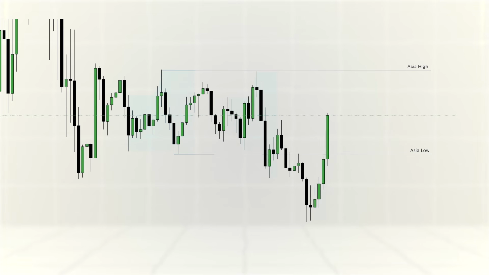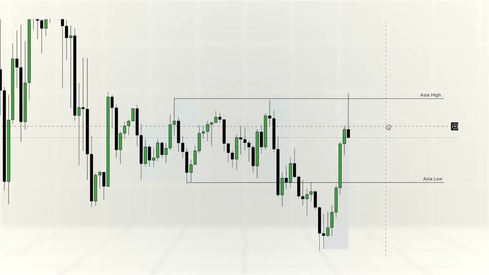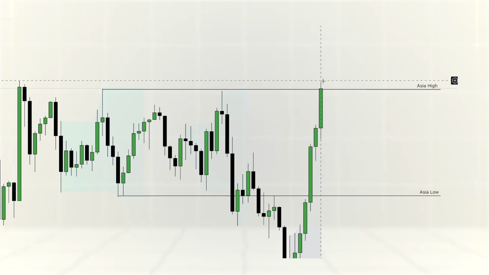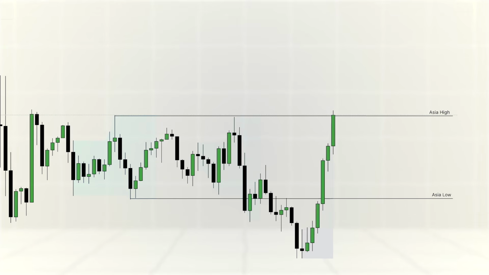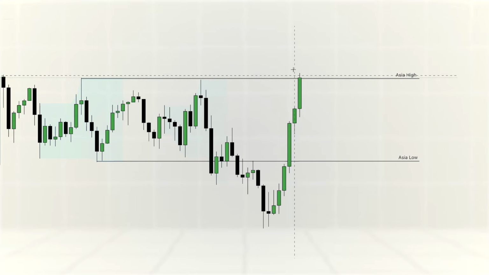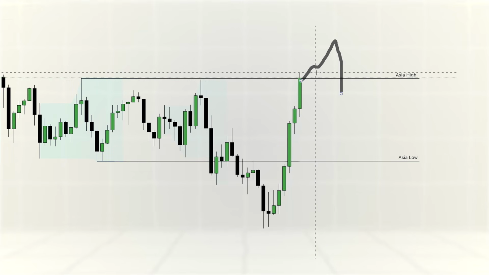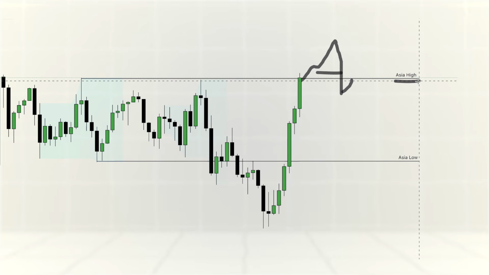Now we simply play price forward and wait for the market to take out the Asian high. Let me draw this level across the chart. Extend it forward. There we go. What do we see? Price has now taken out the Asian high and closed above it.